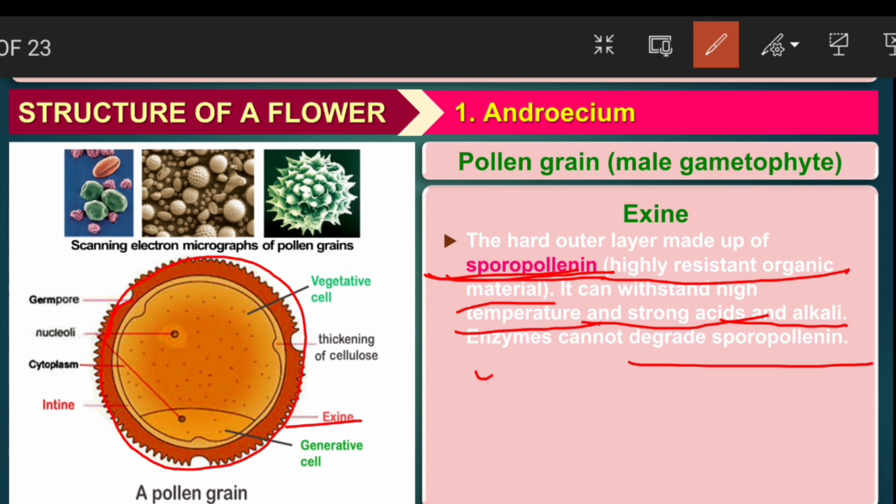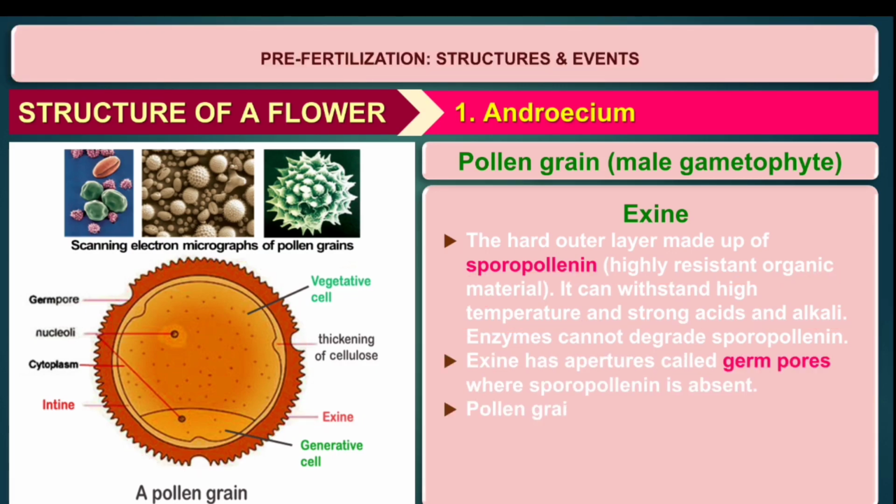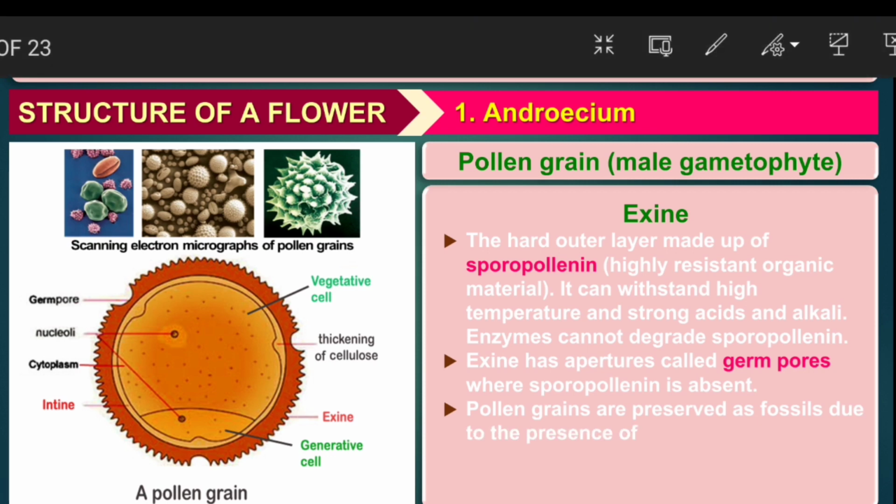So, the outermost covering, the exine, is made up of sporopollenin. Now, exine has an apparatus that we call the germ pore. What is the germ pore here? You can see that in some places of the exine, the exine is absent. In this region, we call it the germ pore.